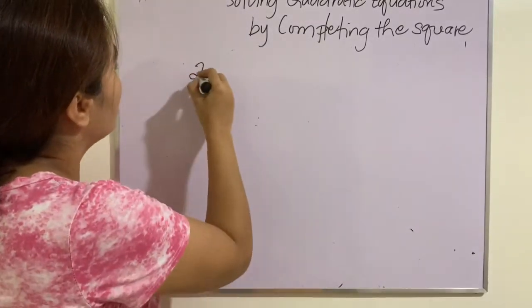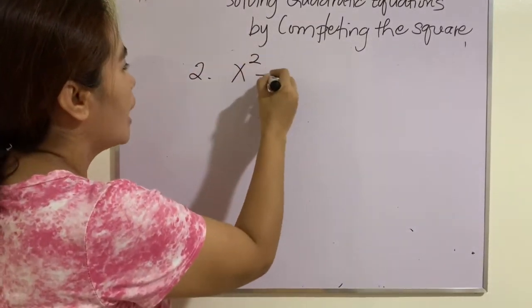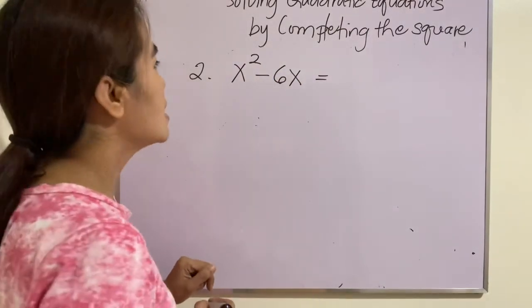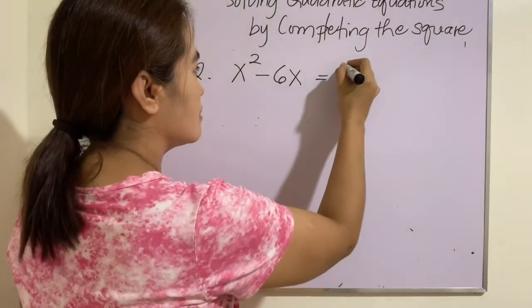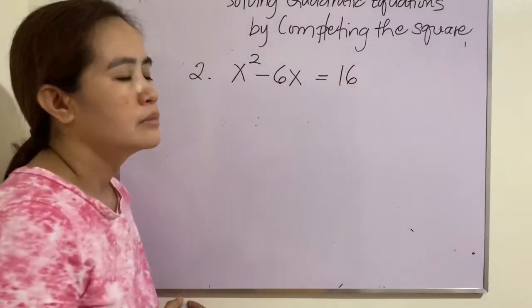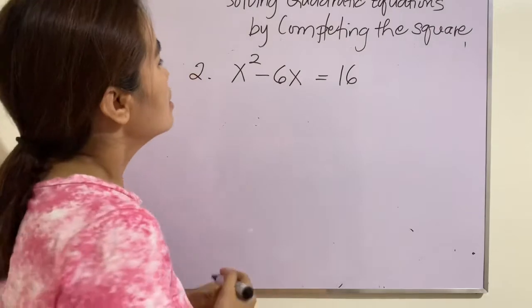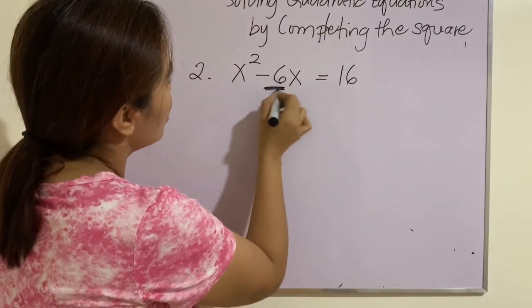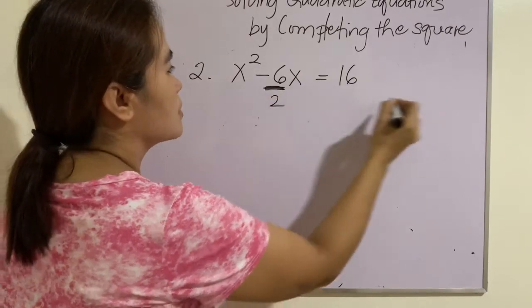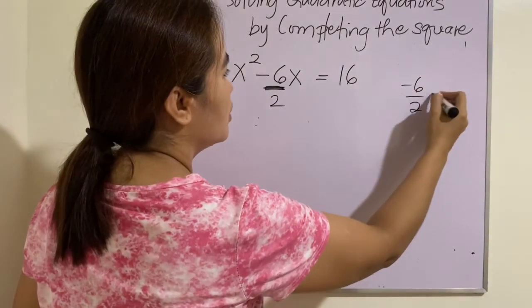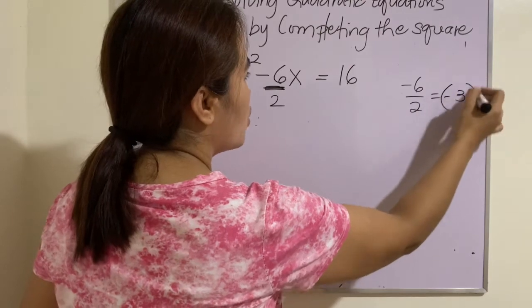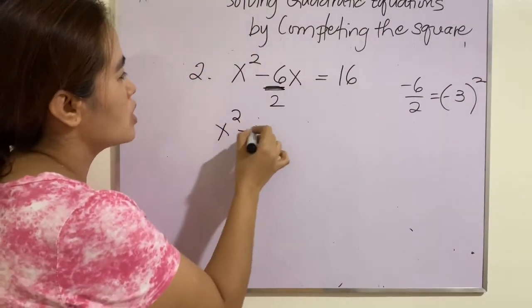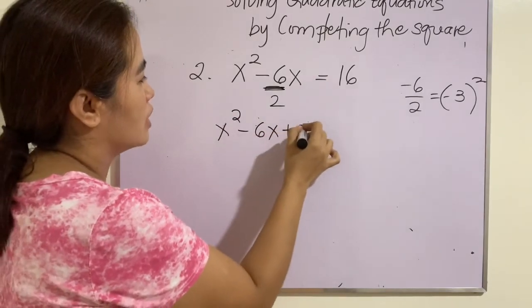Say for example, you have x squared minus 6x is equal to, let's say, 60. Okay. So how do we solve this? First, again, you have to get the quotient of negative 6 and 2. Negative 6 divided by 2 is equal to negative 3. Square it always, so that will be positive 9. You add that positive 9 to both sides of the equation.